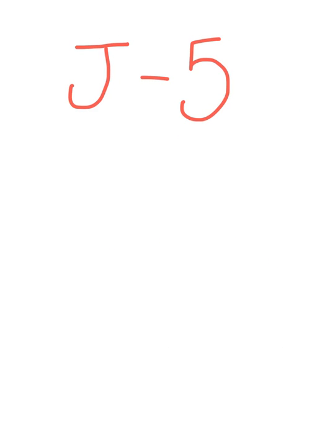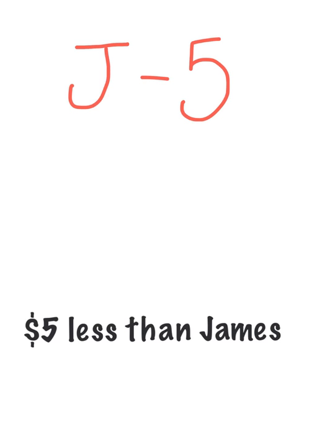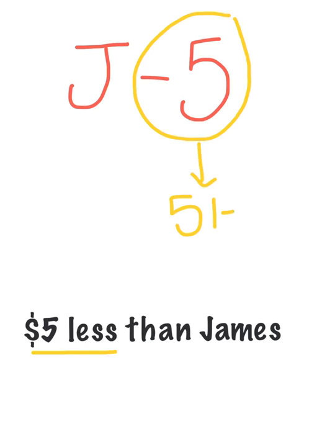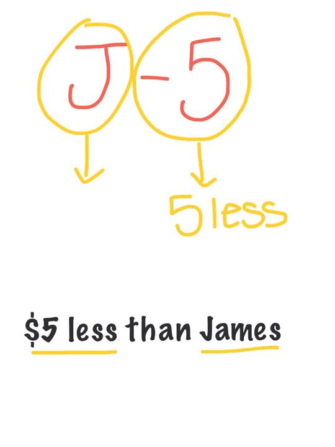In our next example, the expression reads J minus 5. A situation that represents this expression is $5 less than James. So we see we have $5 less. That is shown with our subtracting 5. So this means 5 less. And it's 5 less than James. Our variable is J for James, so there's $5 less than what James has. So what James has, and take away 5, is $5 less than James.